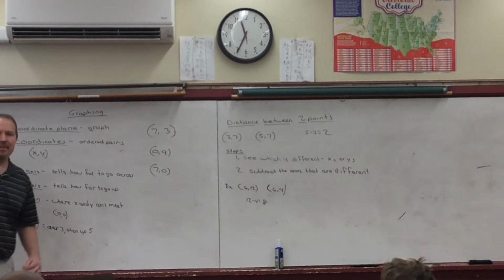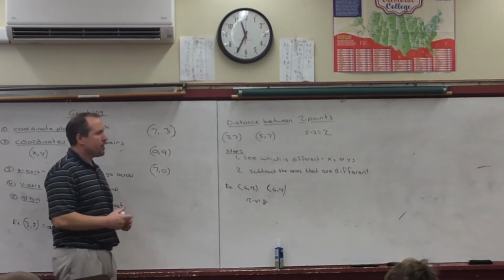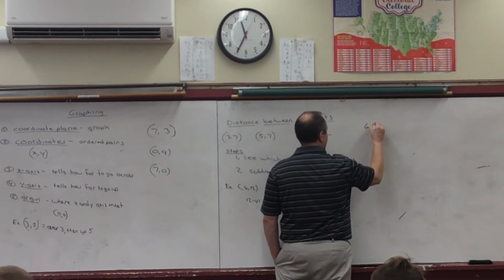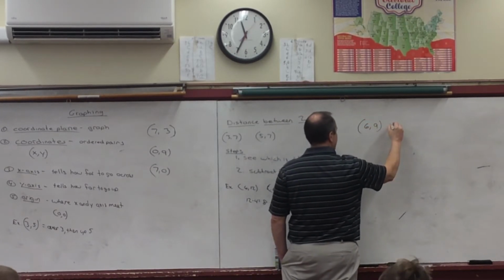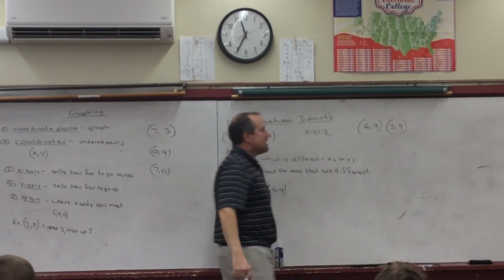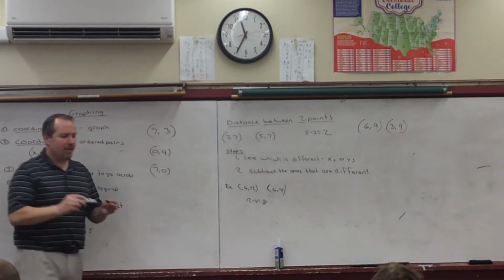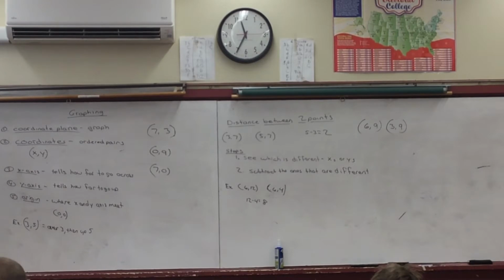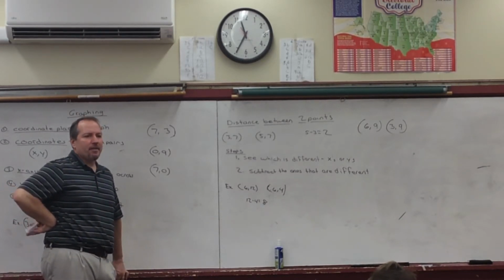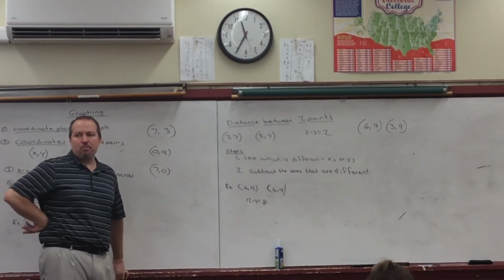You're going to go over 7, and then you're going to go up 0. Good. If I gave you these 2 points, 6, 9, and 3, 9, show me how you'd find out the distance between those 2 points. 6, 9, and 3, 9. Find the distance between those 2 points.